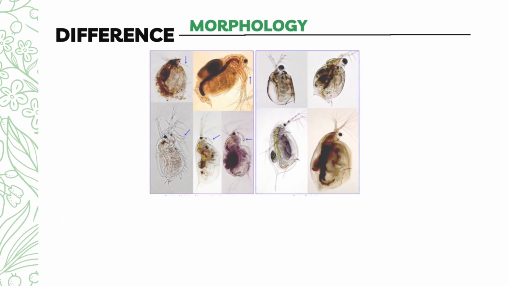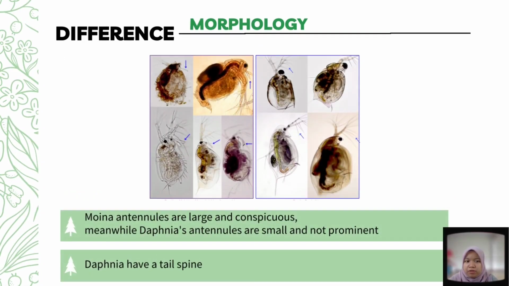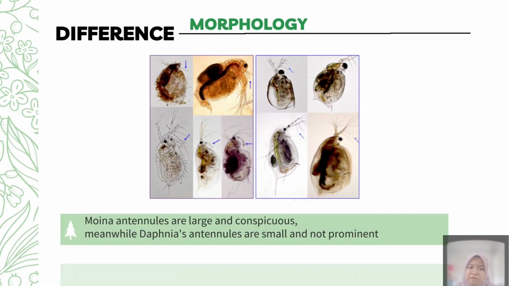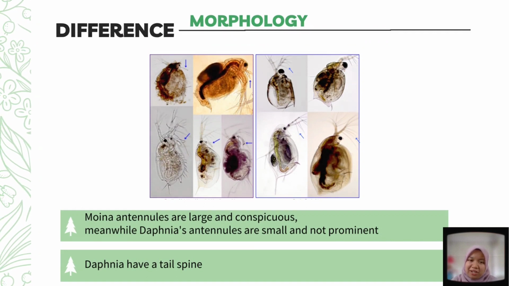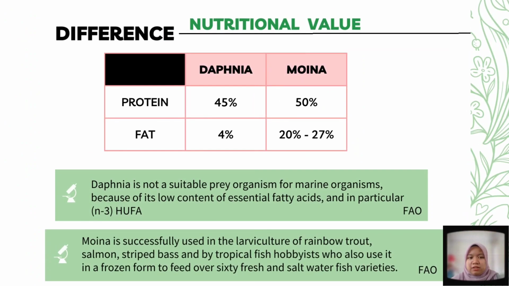Another morphology that we can differentiate between Daphnia and Moina is their antennae. Moina antennae are large and conspicuous, meanwhile Daphnia antennae are small and not prominent. If we look at the pointed arrow, we can clearly see the Moina antennae, but not in Daphnia. And the last difference in terms of morphology is that Daphnia have a tail spine but Moina do not. For the next difference, we will discuss nutritional value.